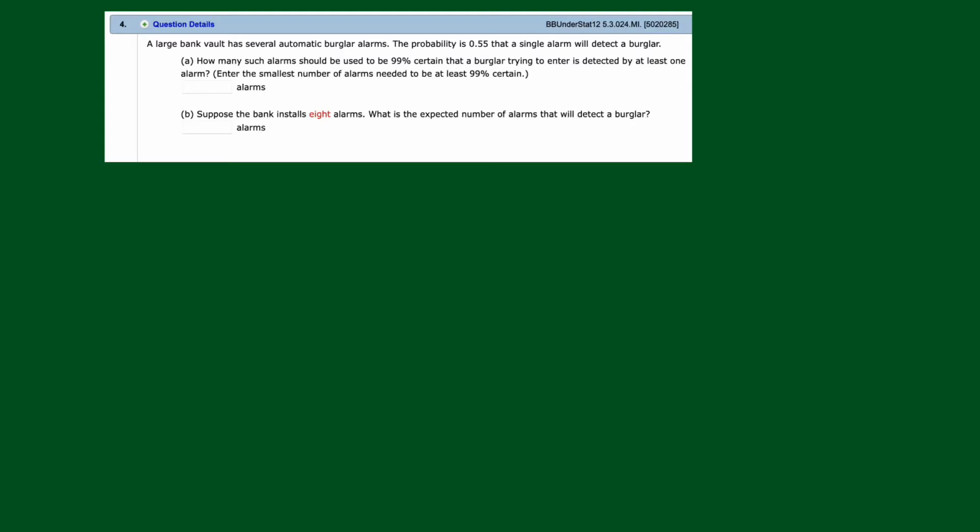Now this problem is going to be similar to problem number 3 we did just before this one, that last part. Let's see what we can do here. Here's what we know. We know the probability of success, a success being detecting a burglar. So that probability of success, I'll write it over here. Probability of success on a single trial is 0.55. So what we're trying to do here is find the value of n, the number of trials, so that the probability of getting at least one success is greater than 0.99.